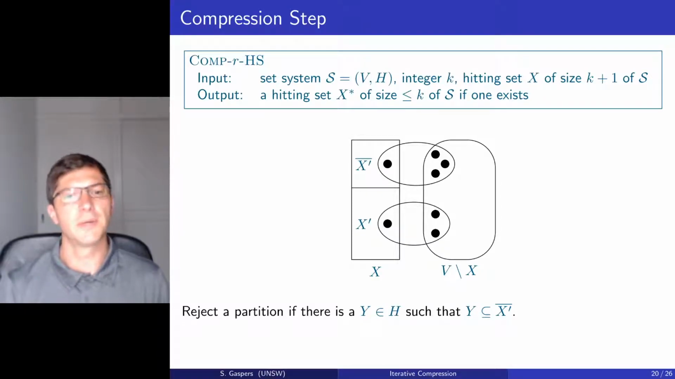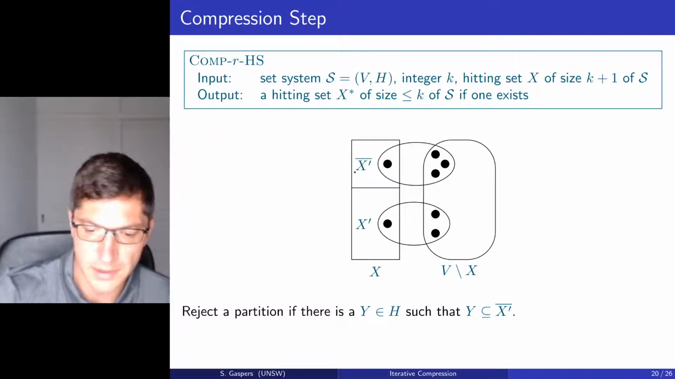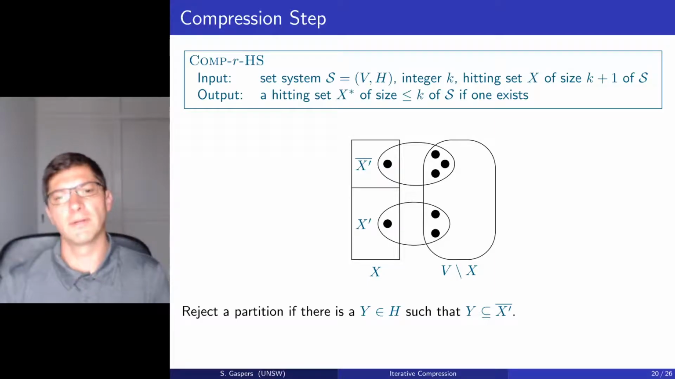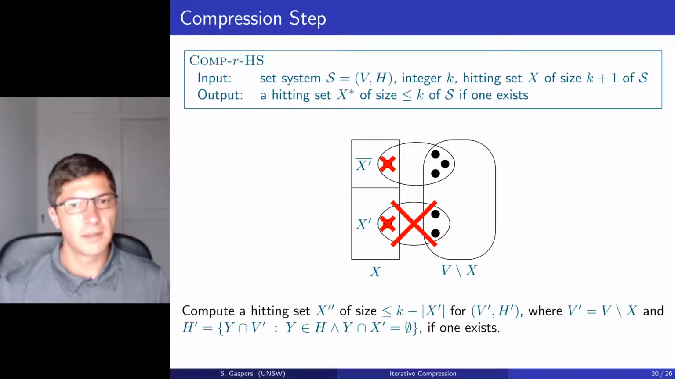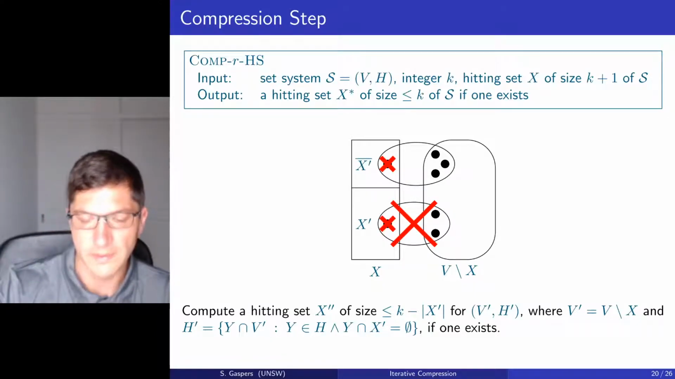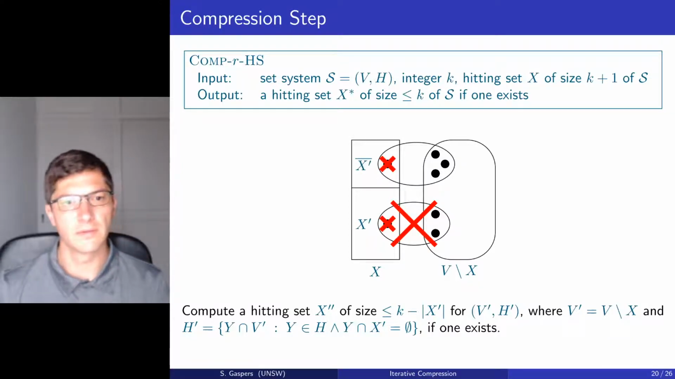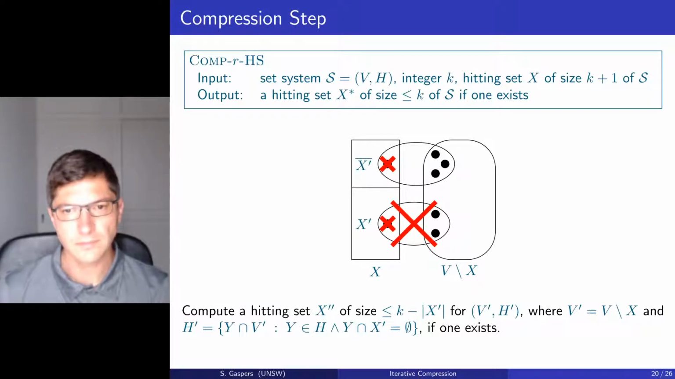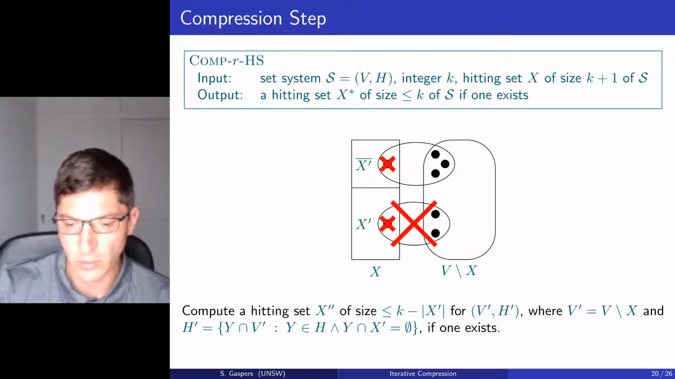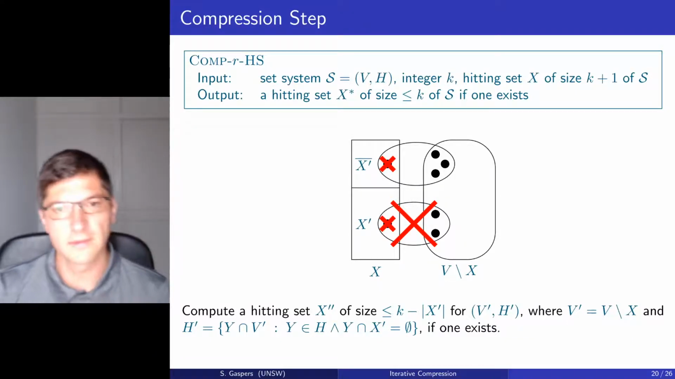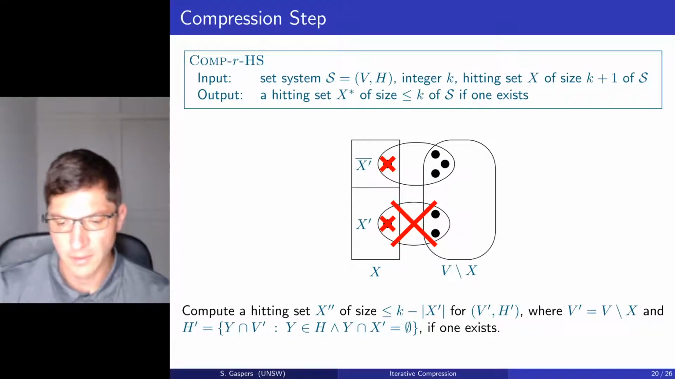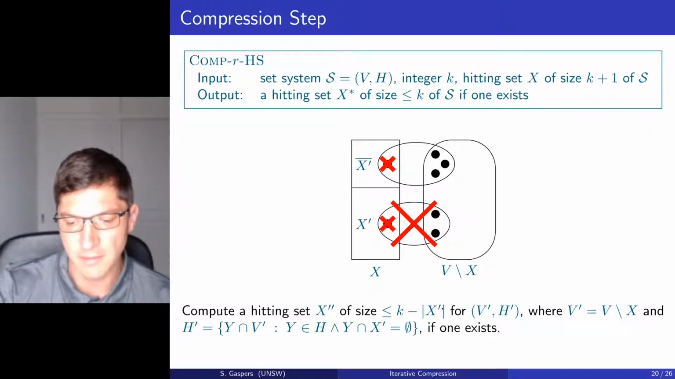We need to reject a partition if there's some set that is completely contained in x prime bar, because we are never going to hit such a set. For the remainder, we remove the sets that we have already hit, and we remove all the elements of x prime and all the elements of x prime bar from the instance. So what we need to compute now is a hitting set for the remaining instance. What's the remaining instance? It's v prime, h prime, where we have removed all of these elements that occurred in x, and we have removed all the sets that intersect at least one element from x prime. We need to find a hitting set of this instance of size at most k minus the size of x prime.